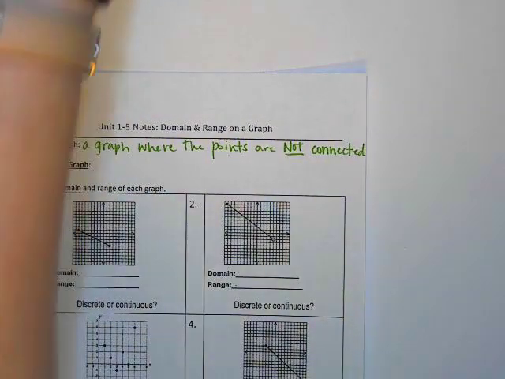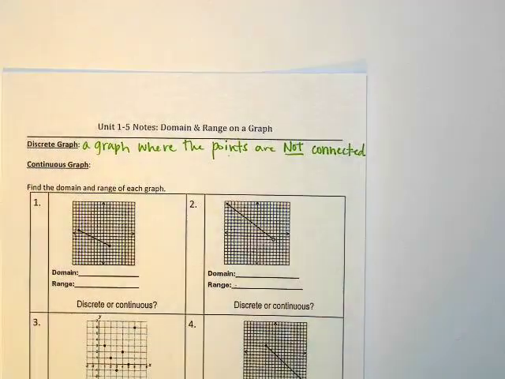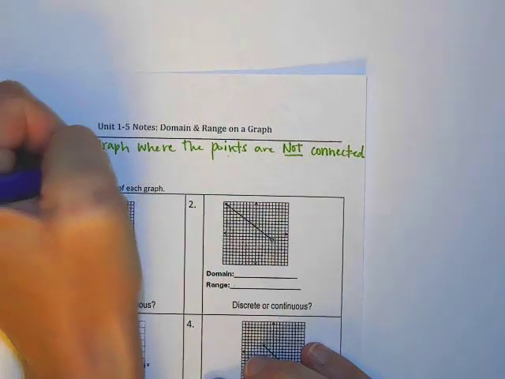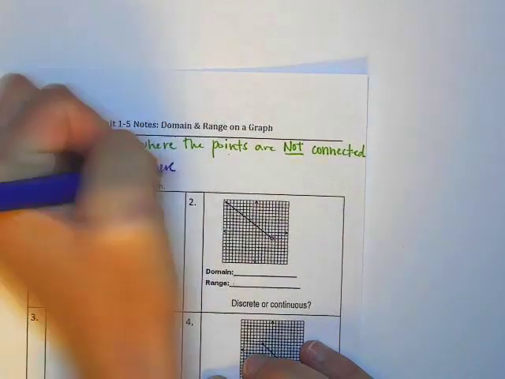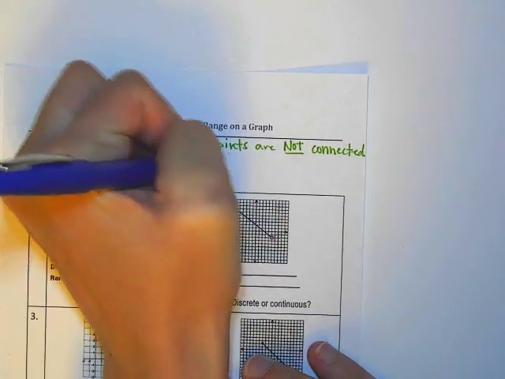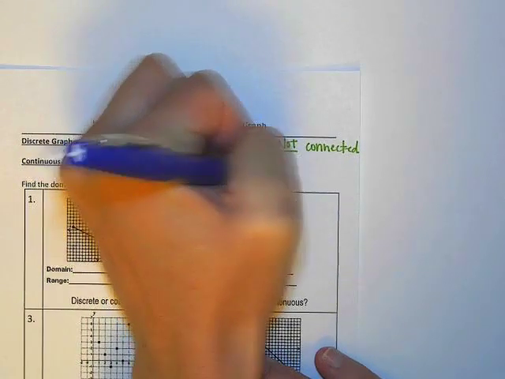Then you have continuous. If a discrete is where they're not connected, what do you think continuous is? They are connected. So a graph where the points are connected.